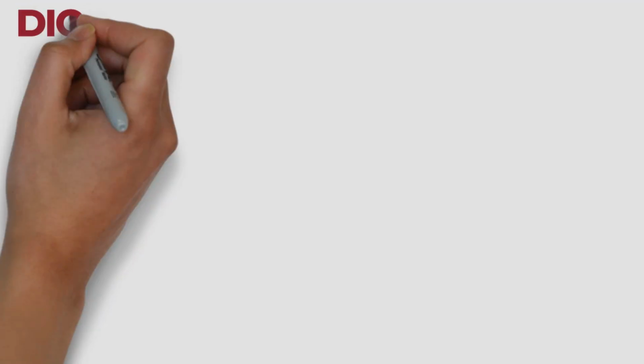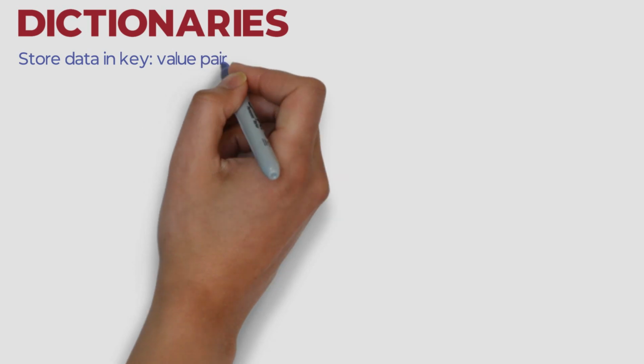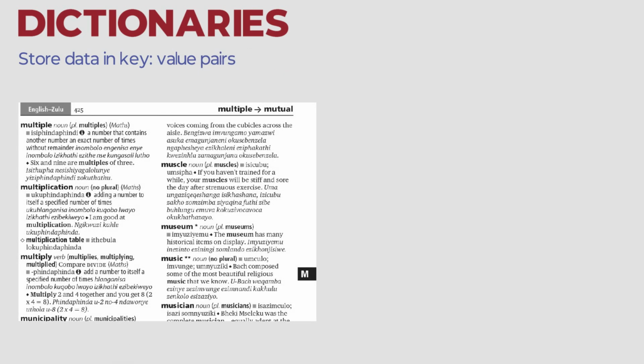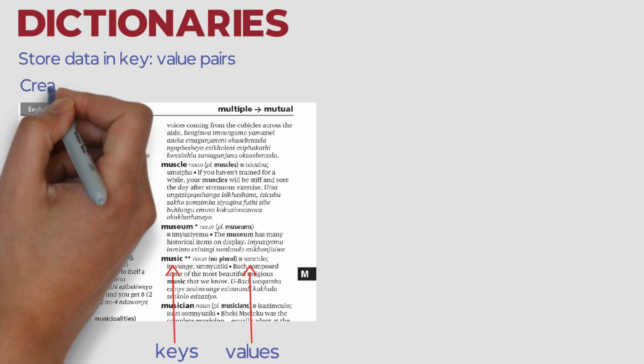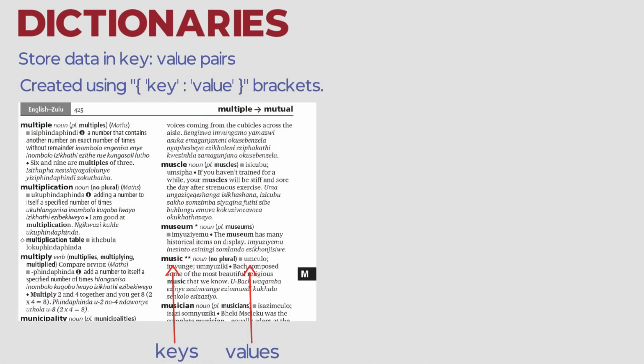Number 3. Dictionaries. Dictionaries are used to store data values in key value pairs. Let's have a look at this English dictionary. We could think of the words in bold as keys and their definitions as values. Dictionaries are created using curly braces that have keys and values.